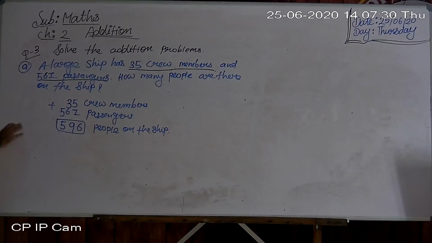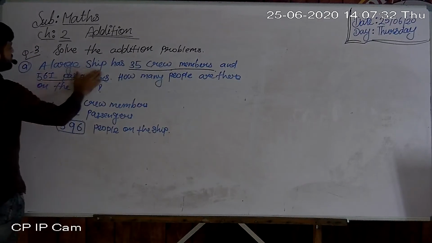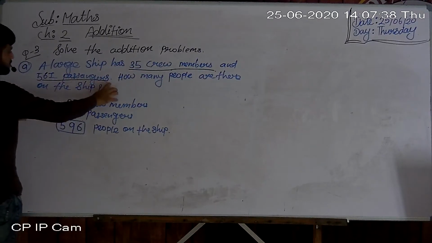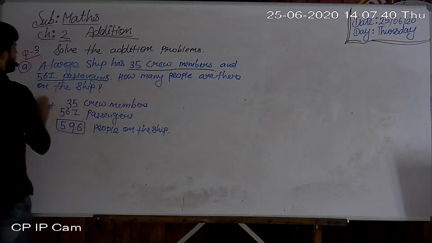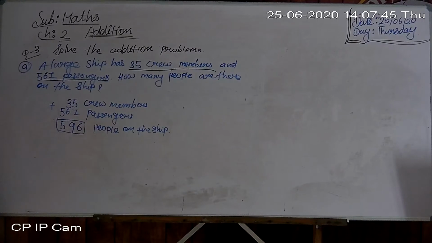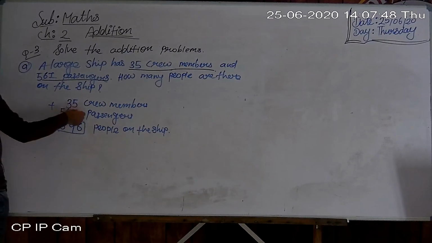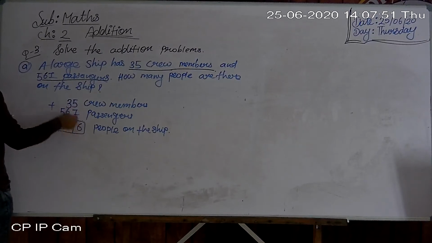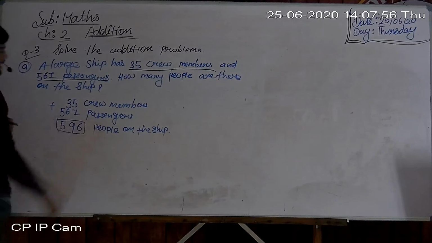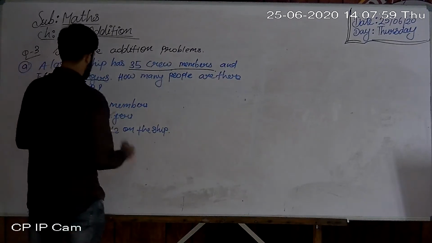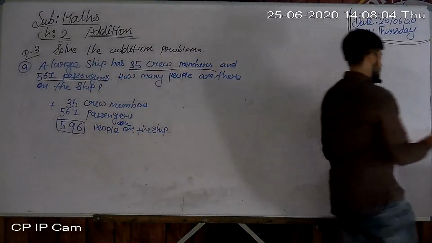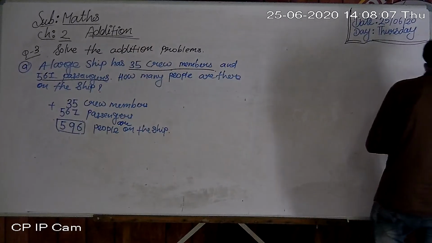Okay, it's your question. Again, I'm explaining to all students: a large ship has 35 crew members and 561 passengers. So how many people are there on the ship? 35 crew members plus 561 passengers. So 5 plus 1 is 6, 3 plus 6 is 9, 5 as it is. So answer is 596 people on the ship. Okay, so now let's move to the next question.